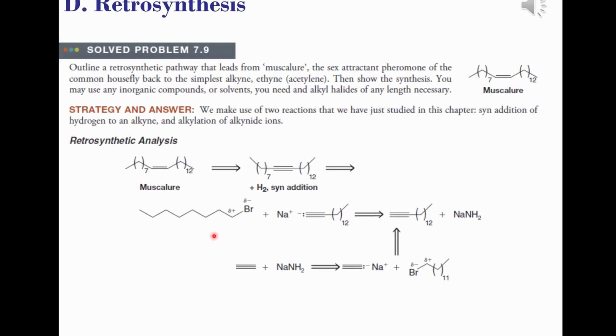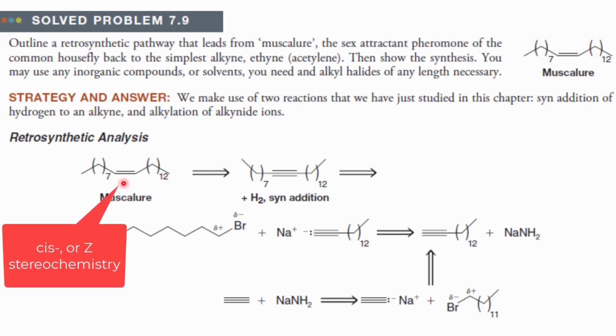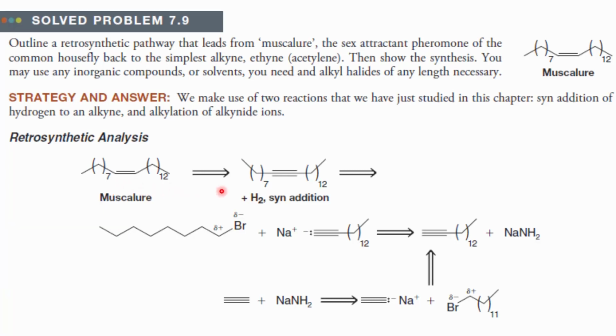Here we're given a target molecule called muscalure, and we're asked to synthesize it from ethyne or acetylene. In this approach, we start to build up our retrosynthetic toolkit by considering the first truly multi-step synthesis. Firstly, we need to observe the stereochemistry around the double bond and where that might have come from in the first step. So for example, we see that this is a cis or a Z alkene, and this would have come from the partial hydrogenation of an alkyne.